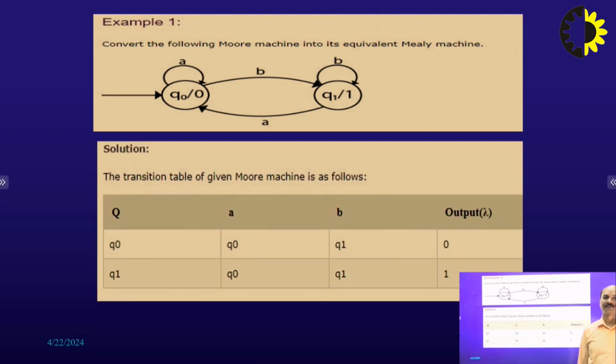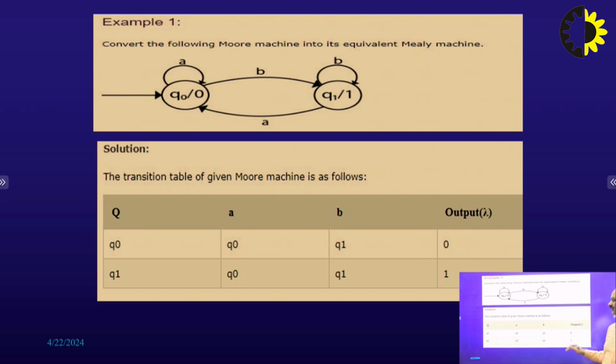So we draw this particular table, that is Q0 as a input A, it reads to the Q0, in B it reads to the Q1. The procedure I have already discussed. Then you can easily convert this particular transition diagram into the transition table.